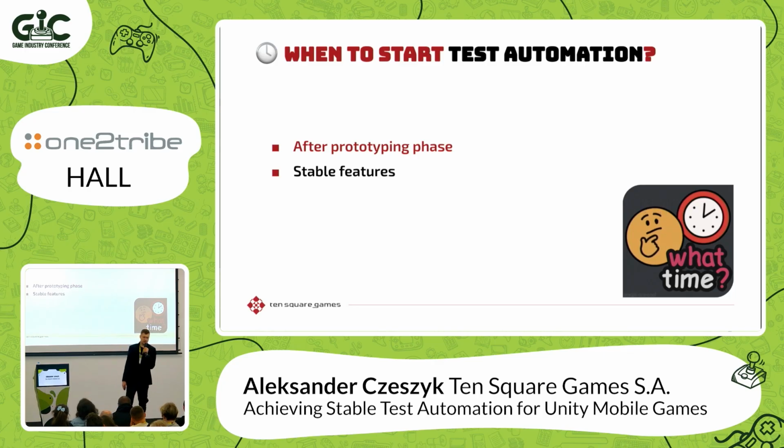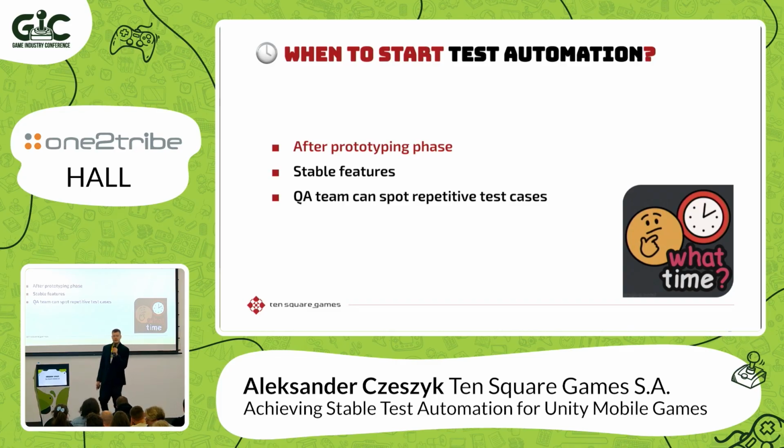And when you already have a product that is online, it's on stores, people are downloading, you already have a product that needs maintenance. And your QA team can also spot test cases that are repetitive, that are done the same way every regression. That's the right time to start. I don't mean building or starting a framework, for example, setting up everything, but clearly starting automating your first test case. That's the right time to do it.